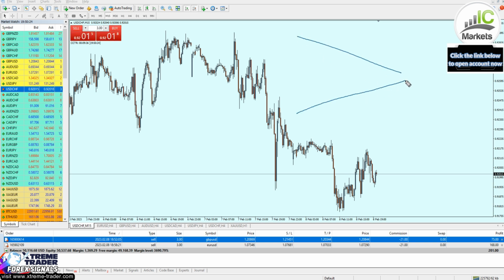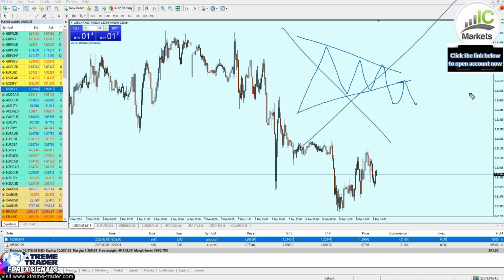Some members might actually think that all I need to do is just find a triangle, and the market was ranging inside of it, made the breakout, and then I will just wait for the retest, and then I'm going to place a sell order. Fantastic! That's the last strategy. That's a sniper. Wrong. That's wrong.